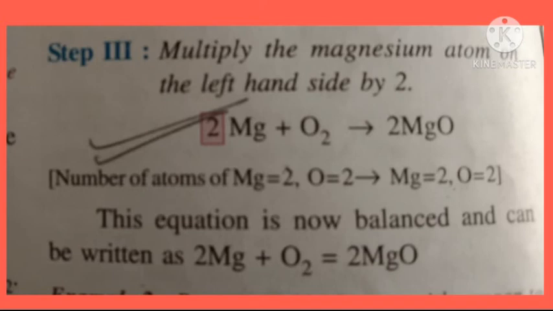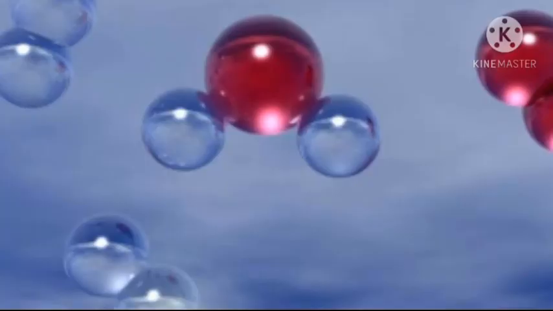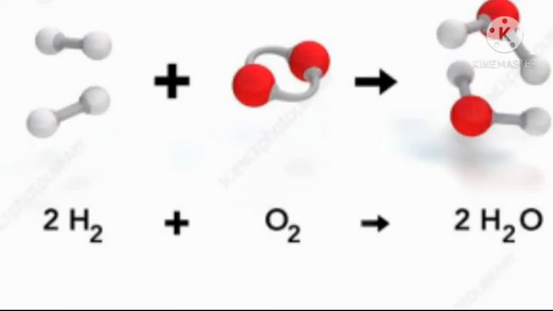This equation now, students, is the balanced equation because the number of atoms on the reactant side, see, Mg is 2, oxygen is also 2. On the product side, magnesium is also 2 and oxygen is also 2. So step third, multiply hydrogen on the left hand side by 2. So 2H2 plus O2 will give 2H2O. Now students, this equation is called a balanced chemical equation and it is written as 2H2 plus O2 gives 2H2O.